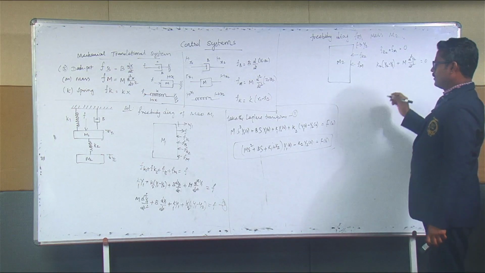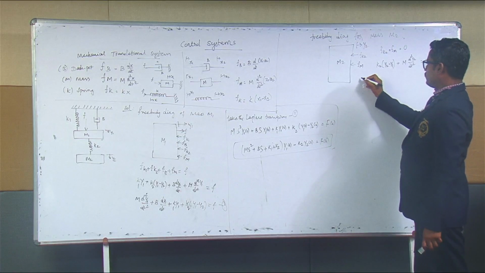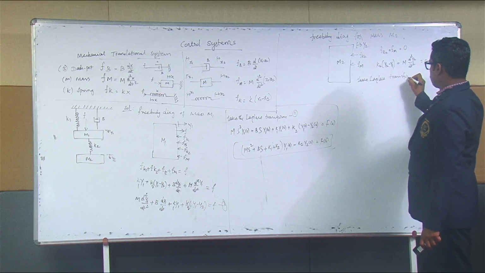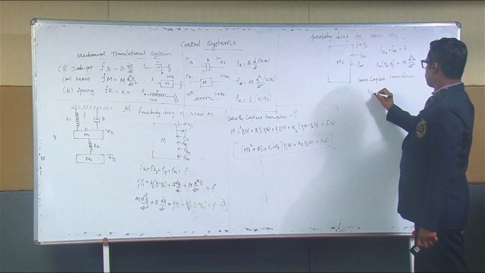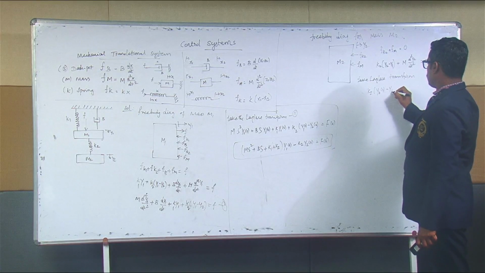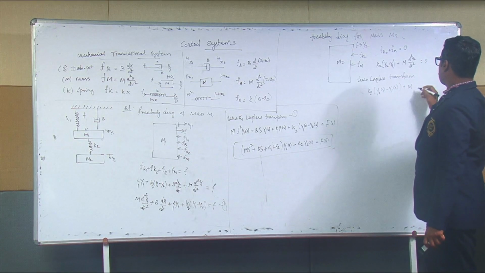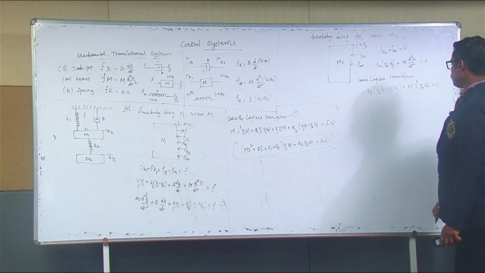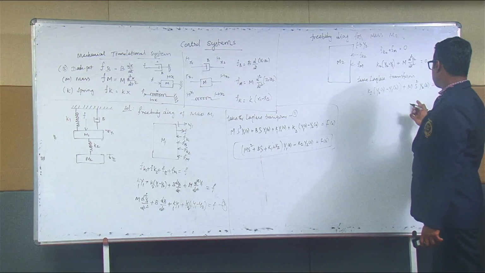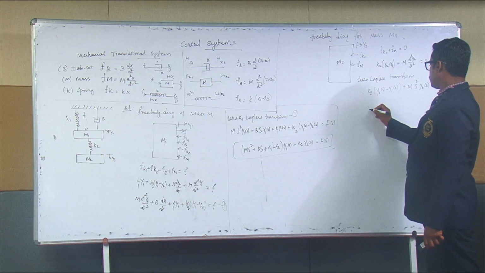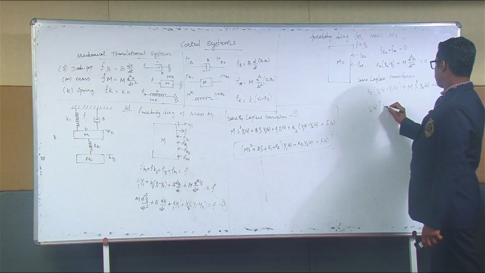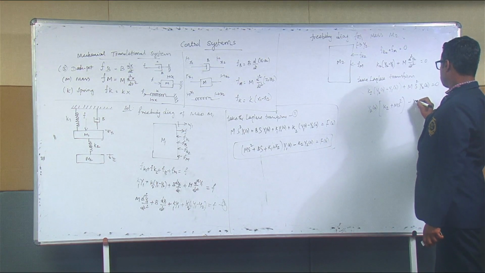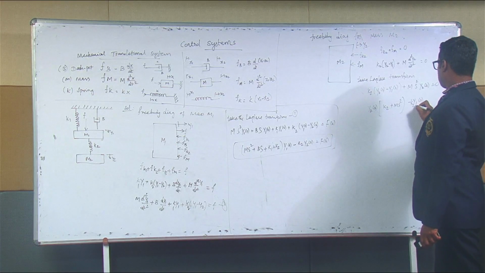Again, in the same way we are going to take the Laplace transform. If you take the Laplace transform, we will get k2 into (y2 of s minus y1 of s) plus m into s square into y2 of s equal to 0. Okay, so we can derive y1 in terms of y2. If you take y2 of s outside, y2 of s into (k2 plus m s square), minus y1 of s into k2 equal to 0.